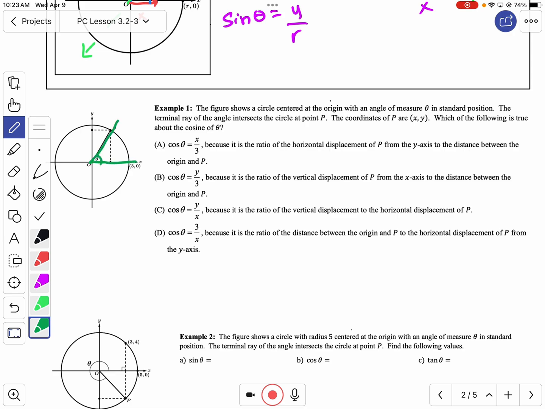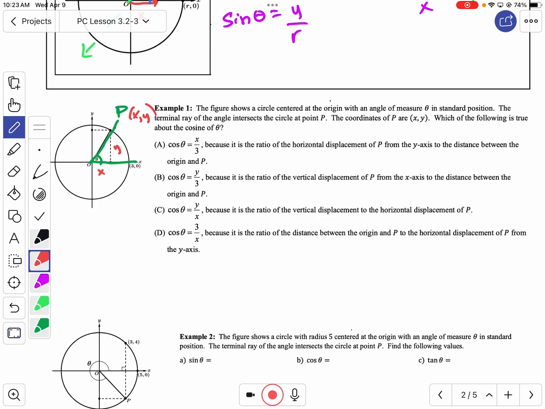And this gives me theta, all right? So here's point P. Then it says the coordinates of P are x comma y. Which of the following is true about the cosine? So I go over x and up y. So x comma y.